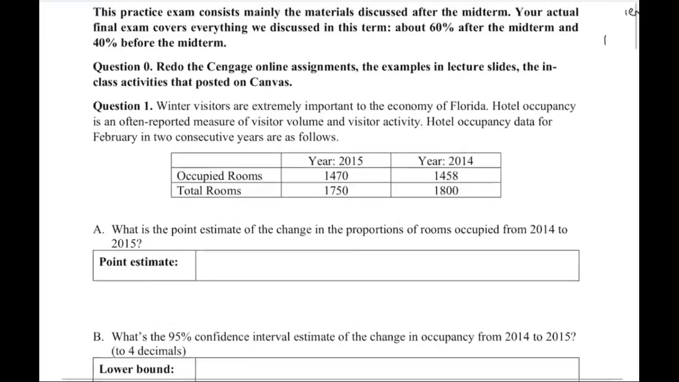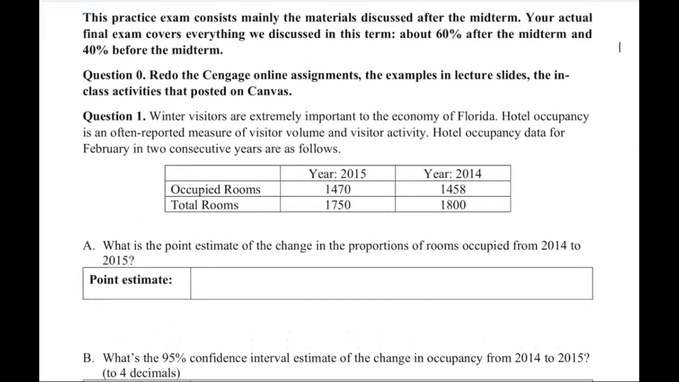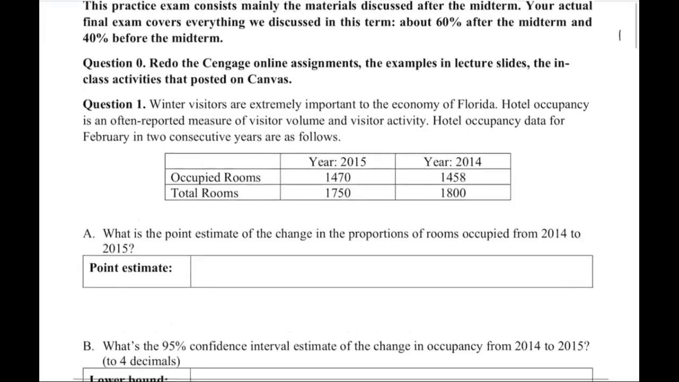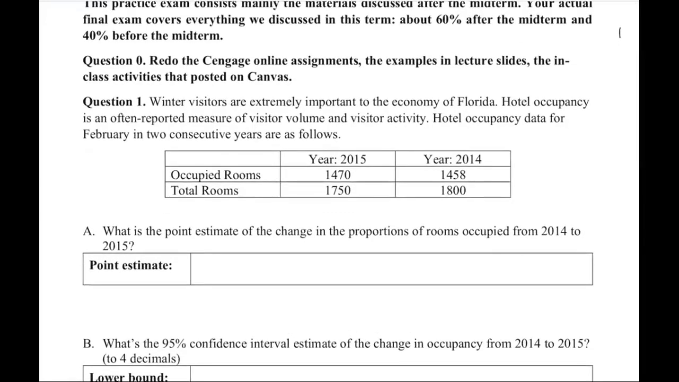So question 1. You want to read it first. They were talking about hotel rooms in Florida, which is very important for the economy of Florida. There are 2 years, 2015 versus 2014, and you have occupied rooms versus total rooms. By looking at these numbers, it looks somewhat like numerical data, because I have seen quantities and measurements, the total number of occupied rooms versus total rooms. Those look like numbers, numerical data.